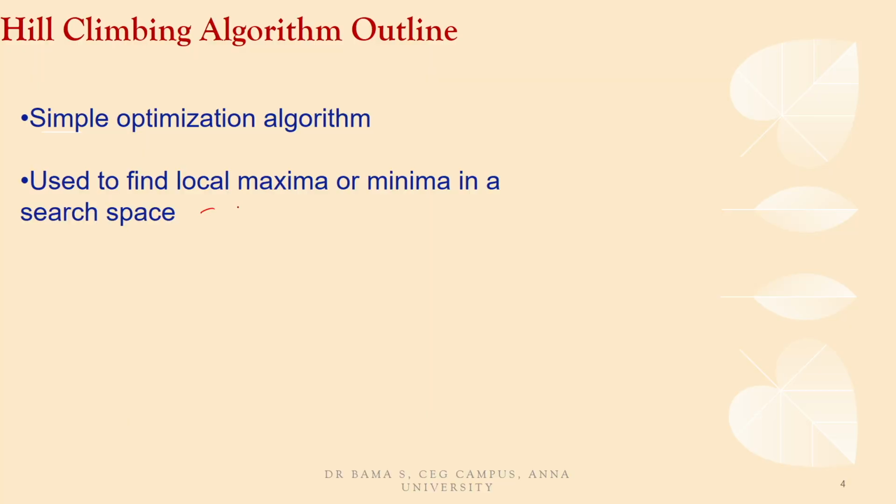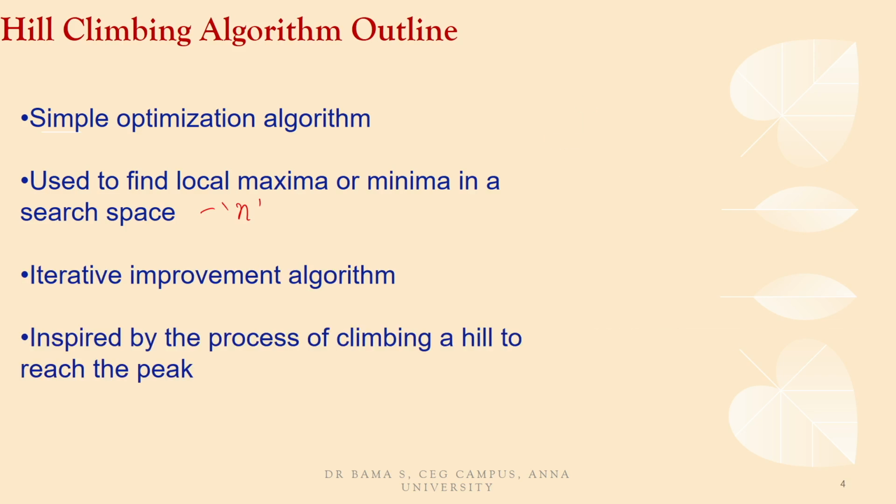And here we are going to find the local minima or maxima in a particular search space. A search space would be something like a big tree, very similar to what we have done in the searches. We have n value, we call this n, and it is an iterative improvement algorithm. I will just explain this.